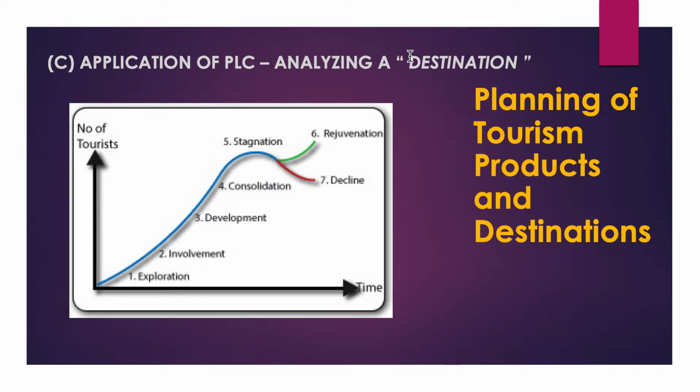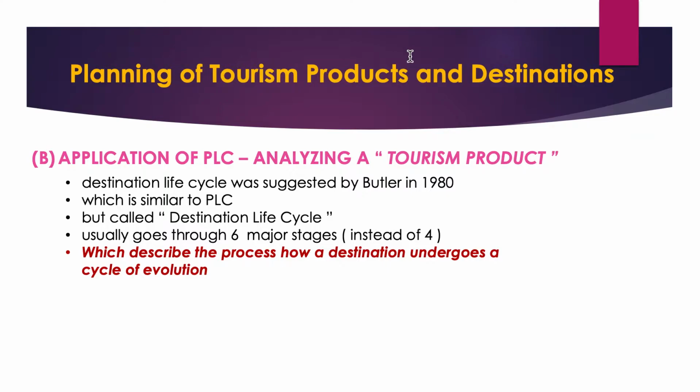All right. The application of the product life cycle in analyzing a destination was first suggested by Butler in 1980. He argued that it is possible to trace a cycle of evolution for destinations that is similar to the product life cycle, what is called the destination life cycle. As a kind of tourism product, a destination usually goes through 6 major stages, which differ from the 4-stage or 5-stage product life cycle mentioned above.